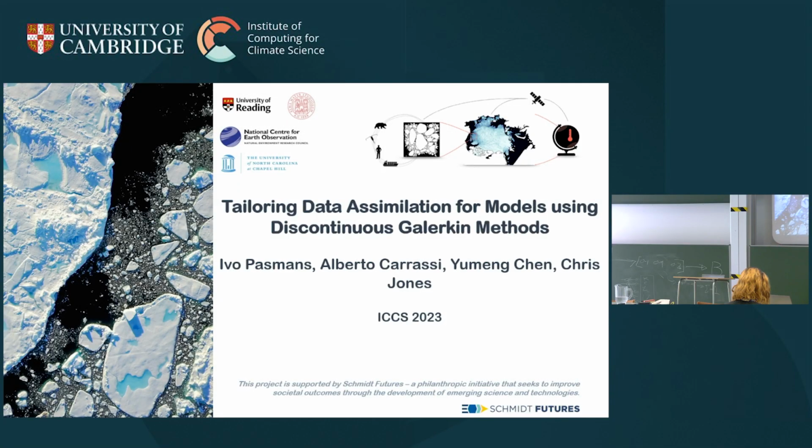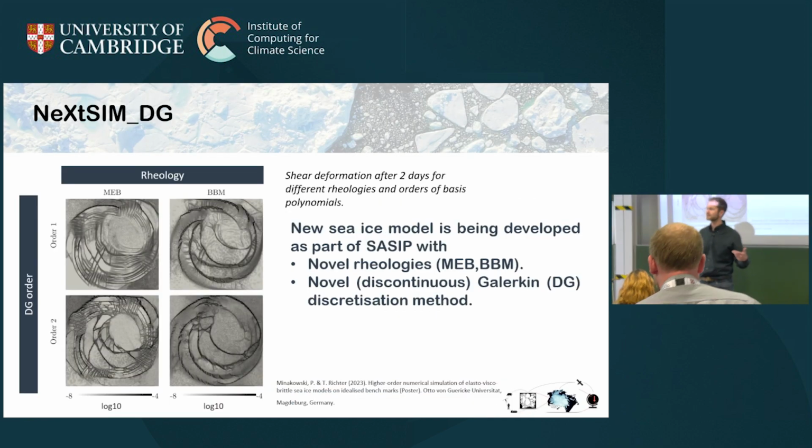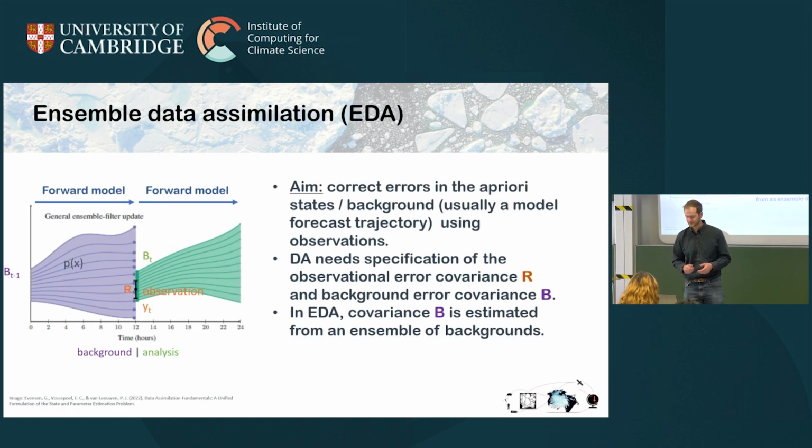So as part of this CASIP, a new sea ice model is being developed, and the idea is that this sea ice model will also get data assimilation capabilities. The idea behind data assimilation is that you don't know what the true state is, evidently, but that you can have some probability distribution that can give you the true state. And then you combine this probability distribution with observations in the hope that you end up with a probability distribution with a smaller spread.